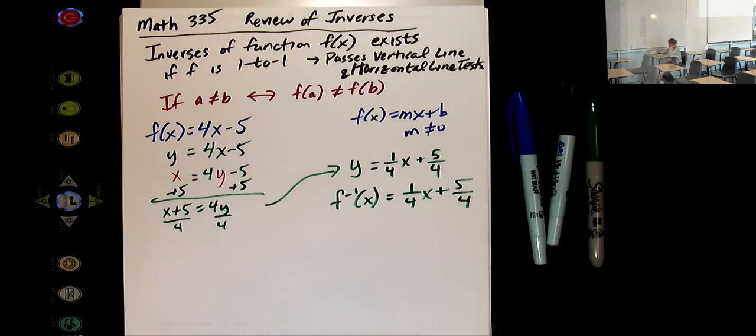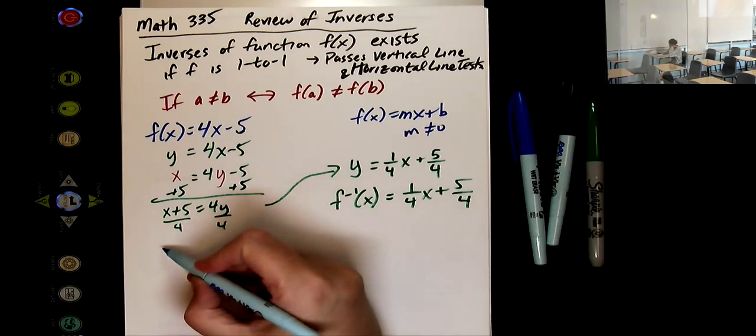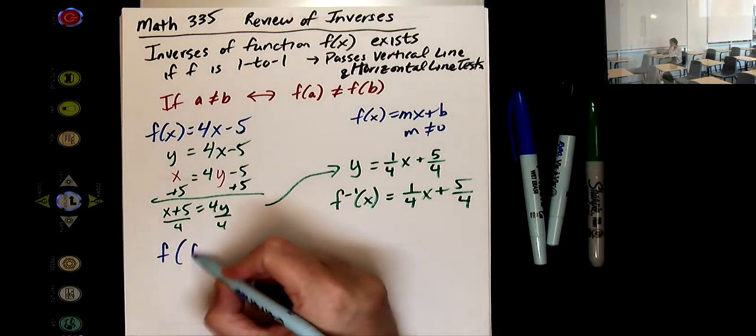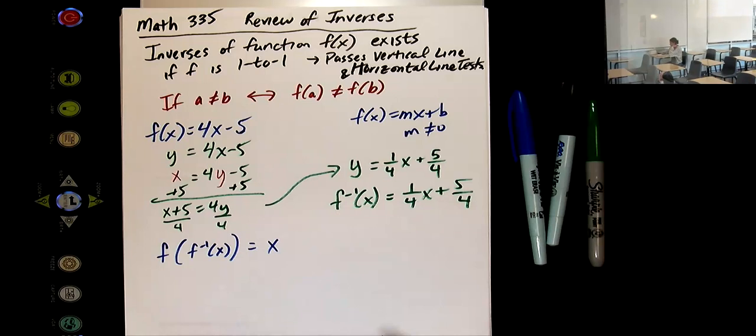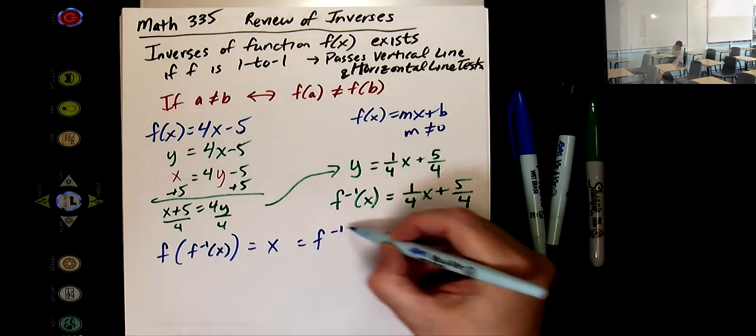This is one way you could check to see if two different functions are inverses. You could literally just find the inverse and go, does it match the other one? And if it does, you're good. The other way to check for inverses, as a reminder, is if you take f inverse and you put it into f, you just get x back. And the same with the vice versa.